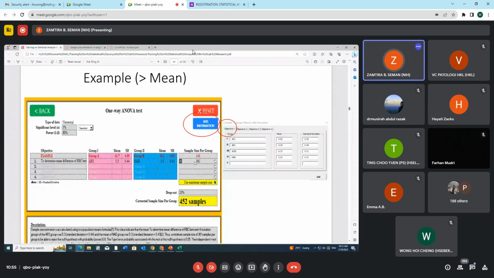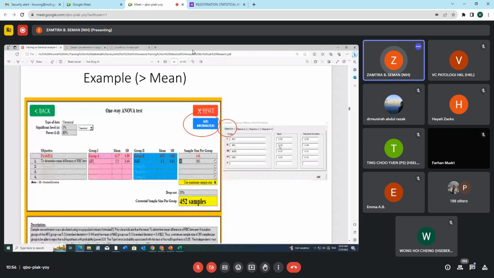361 per group. If we have 4, it multiplies by 4. If there are 2, just 2. If 3, multiply by 3. Okay. If you look here, it will take the smallest difference. If P1 is 5.52, if P2 is 5.34, this one and this one. Why? Because if it takes this one and this one, the sample is lower compared to this one and this one.